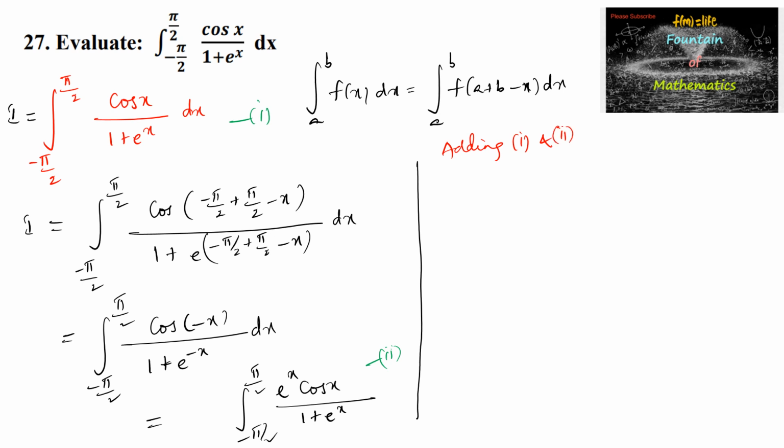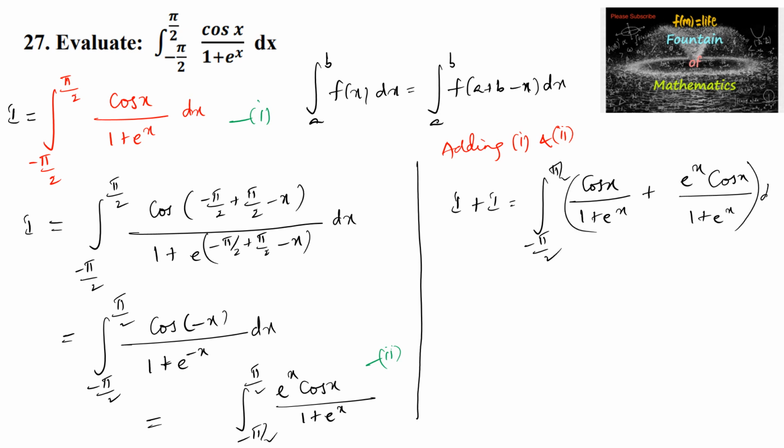adding 1 and 2, we'll get I plus I is equal to integral minus pi by 2 to plus pi by 2 cos x upon 1 plus e power x, and here same integrals we have limits, so we can directly add e power x into cos x upon 1 plus e power x dx, which is 2I is equal to minus pi by 2 to plus pi by 2 cos x upon 1 plus e power x into 1 plus e power x dx, which is integral cos x.